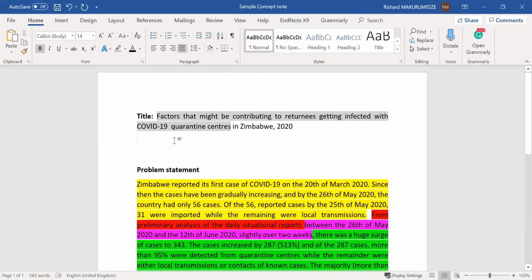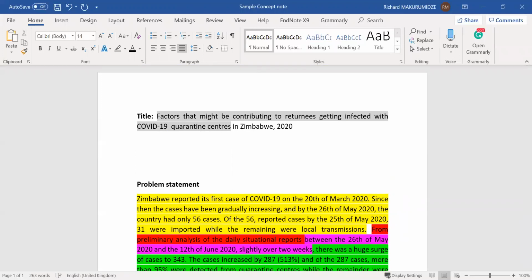So you can actually have a title which is a description of your objective, or you can put a fancy title. For example, you can say "Spike of COVID-19 cases in quarantine centers in Zimbabwe". Then you can put: what are the causes?